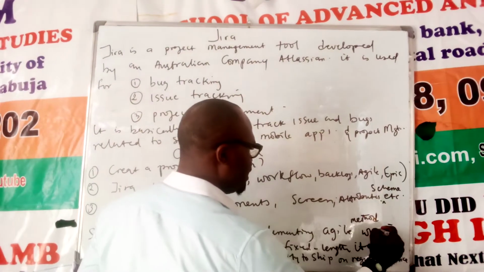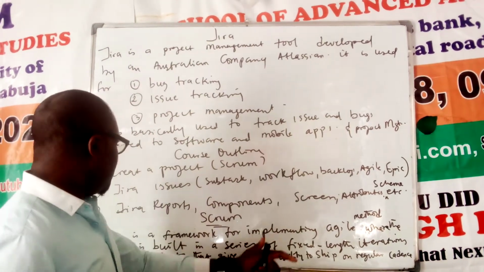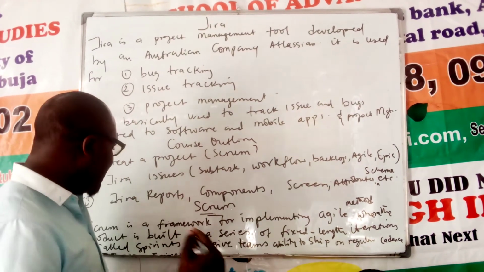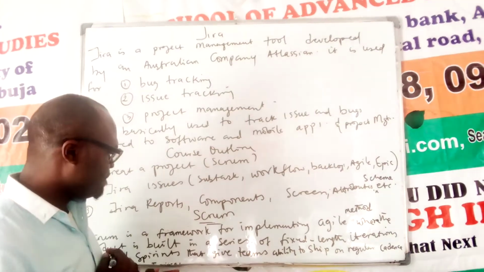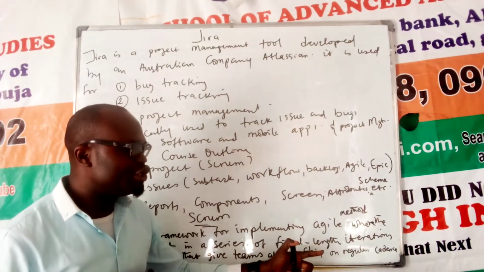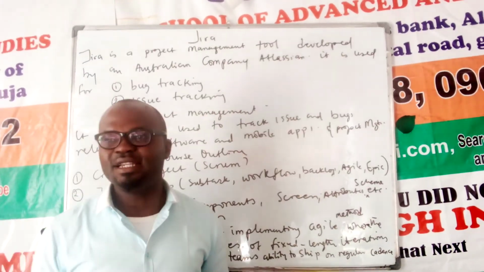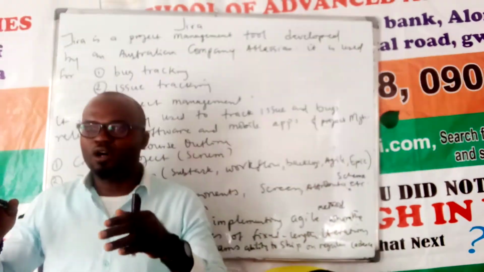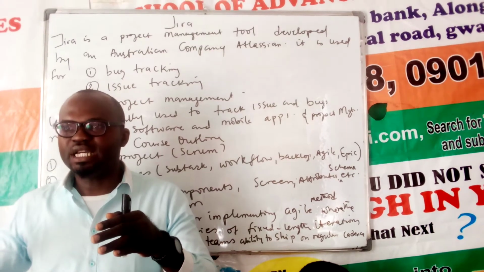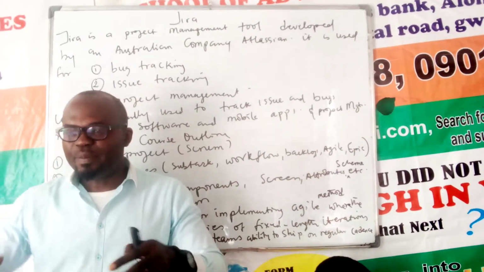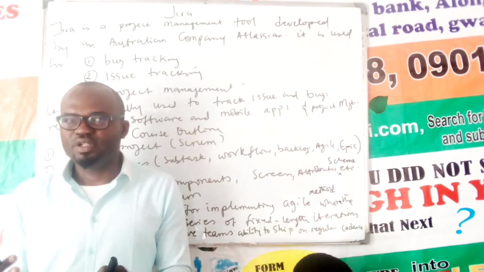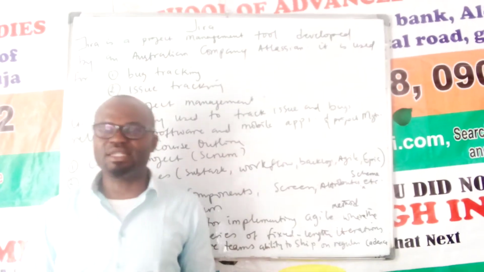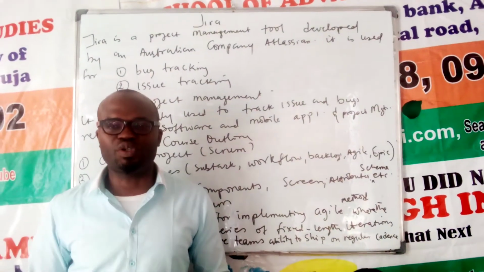So in using Scrum, what does it do? In Scrum, products are built in a series of fixed length iterations called sprints that give the team the ability to ship on a regular cadence. You understand? When you are using Scrum, you break your project into sprints, where people can sit down like this and discuss. So when you discuss, you implement. When you discuss, you implement. So it makes you do this over and over. That's what we call iteration.